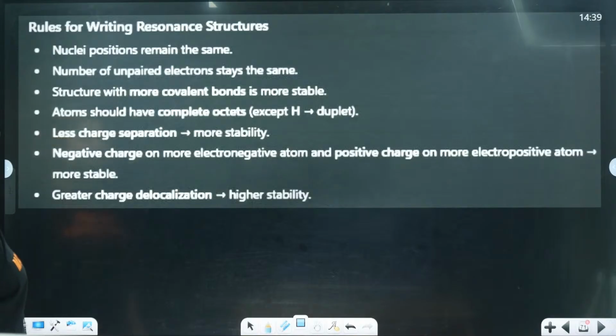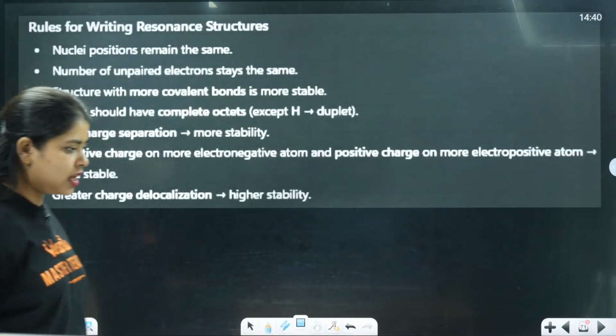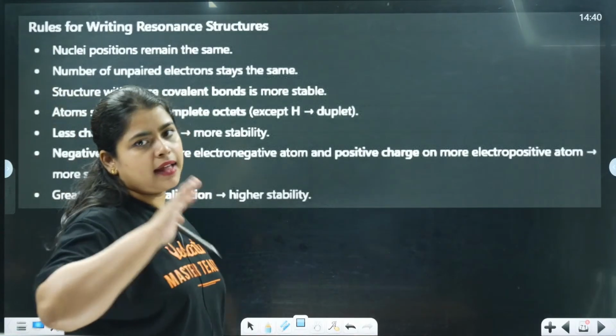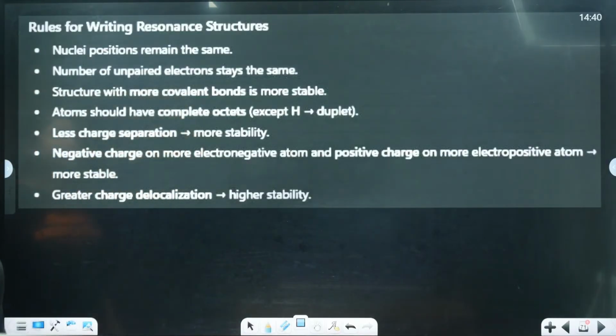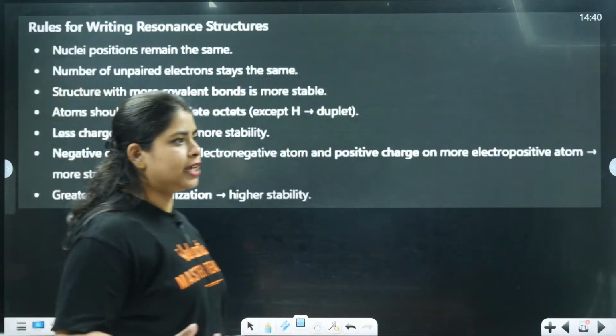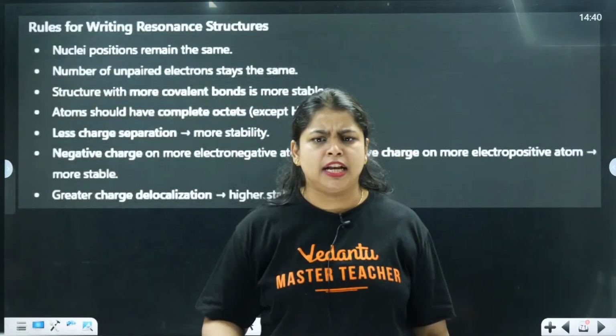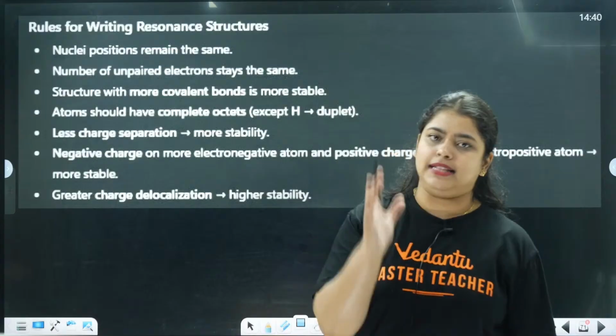Nuclear position remains the same. Nuclear position does not change. Means whatever nuclei are there do not change, just bonds will be changed. Okay. Next, the number of unpaired electrons stays the same. So whichever unpaired electron is there, in case nitrogen is having an unpaired electron, no problem, we are going to keep it like that.